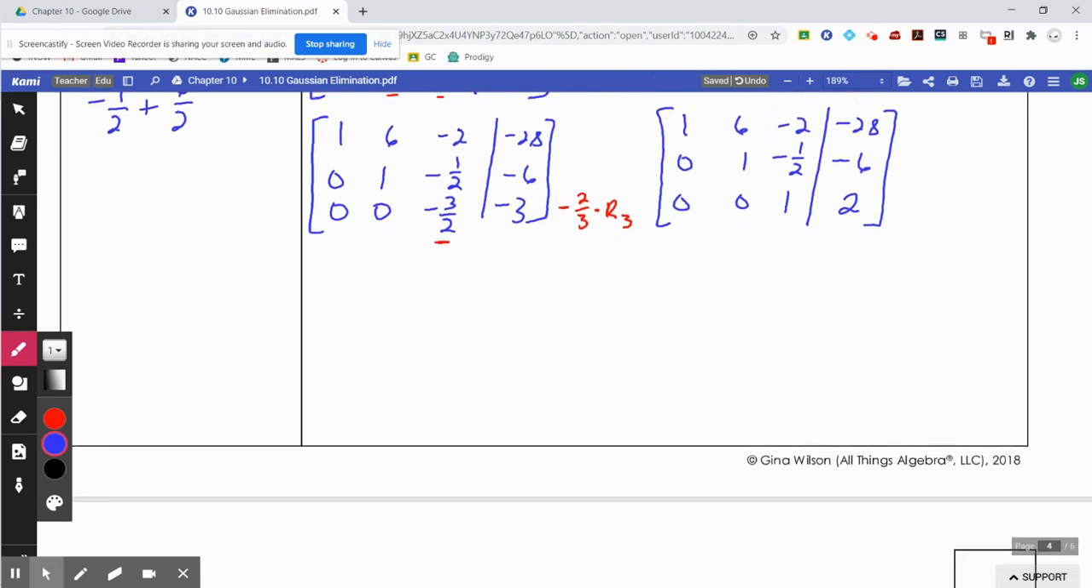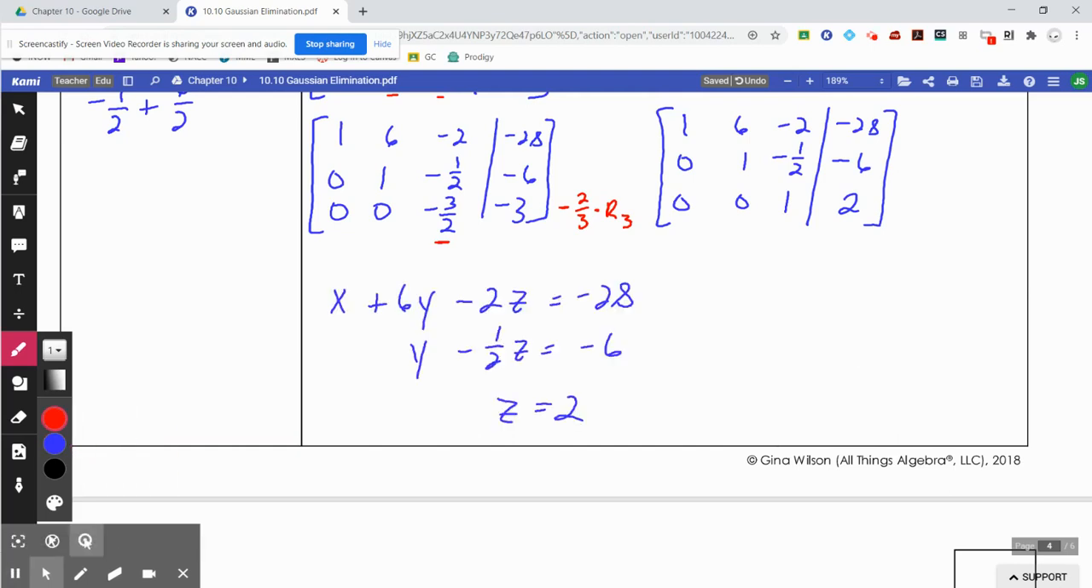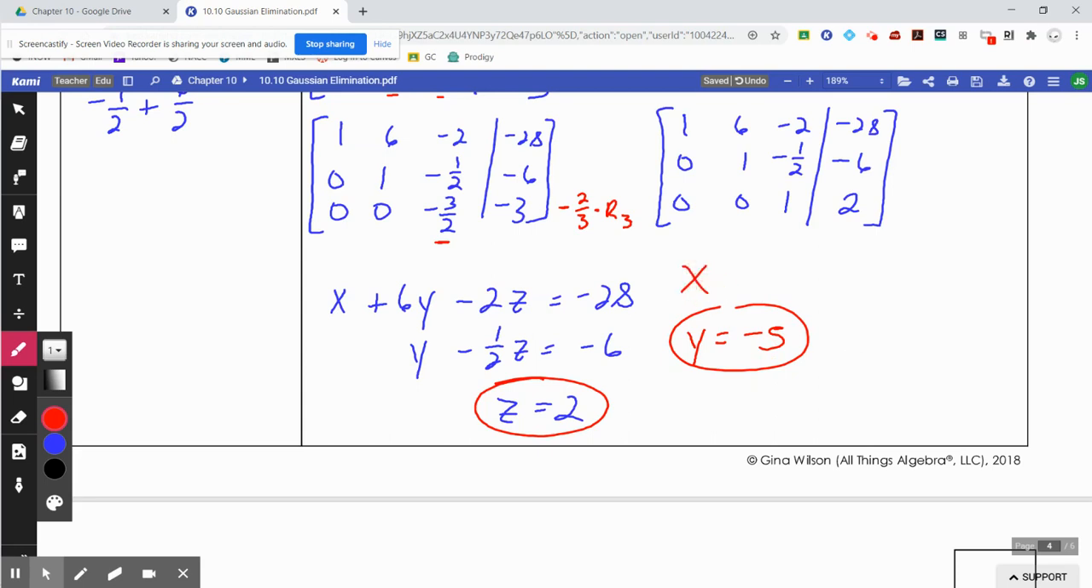So now let's write it back as a system. And when you solve it, you get z is 2. Plug it back in, so therefore your y value would be -5. And when you plug those back in, that gives you an x value of 6. So therefore your solution would be 6, -5, and 2.